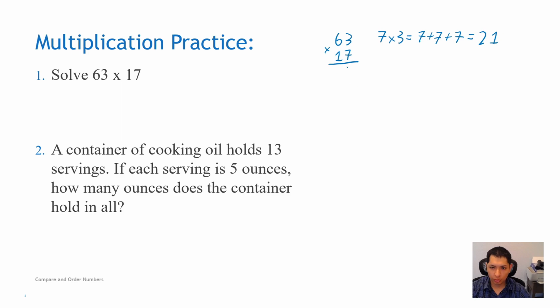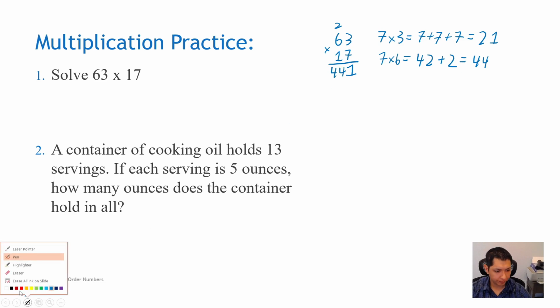I'm going to keep the 1 from the ones place of the 21, and I'm going to carry over the 2. Next, I do 7 times 6, which again is 7 added to itself 6 times, which is 42. And then I'm going to add the 2 that I carried over from 21, and that gives me 44. So the first partial product is 441. Now I am going to find the second partial product. I am done with the 7 of the bottom number.